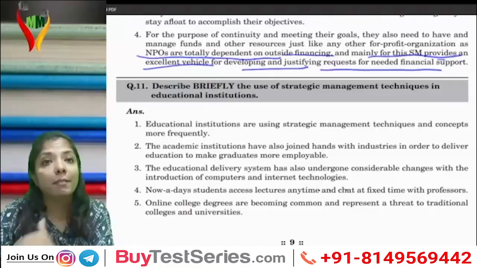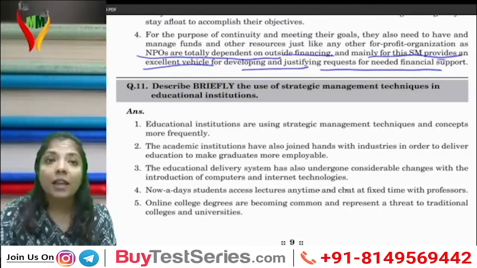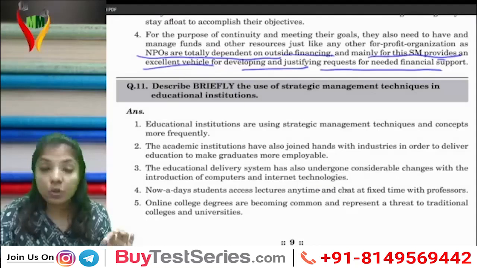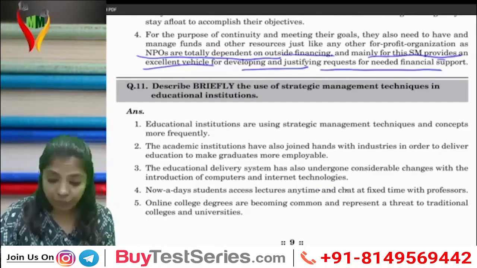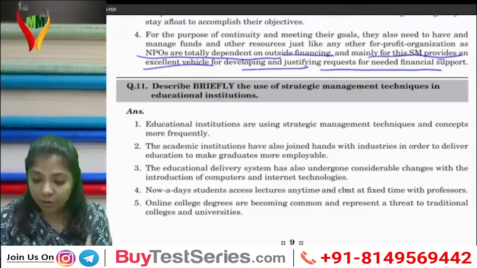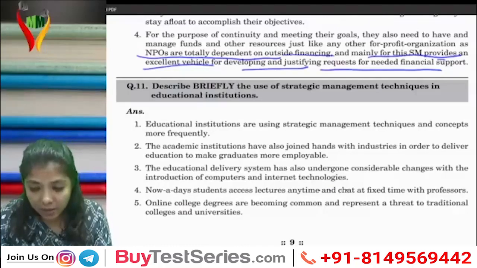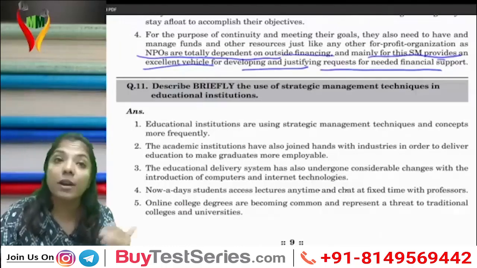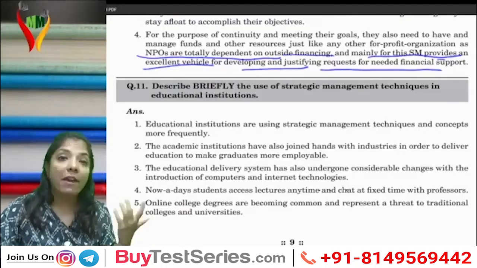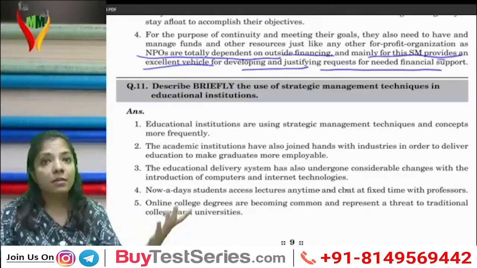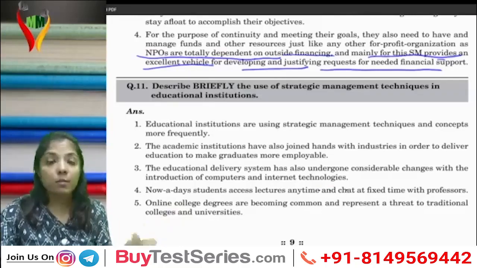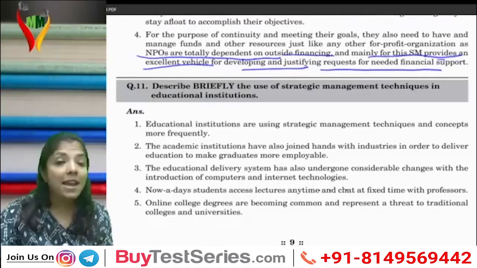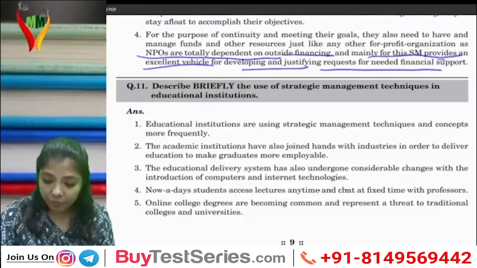So, what should be done by them? Education institutions are using SM techniques and concepts more frequently. The academic institutions have also joined hands with industries in order to deliver education that makes graduates more employable. See what private people are doing. You go to IIMs or Symbiosis, they guarantee 100% placements. So when they guarantee, you also guarantee.